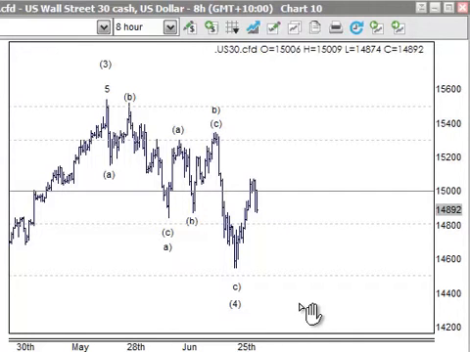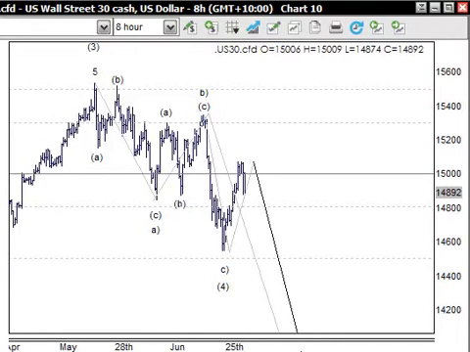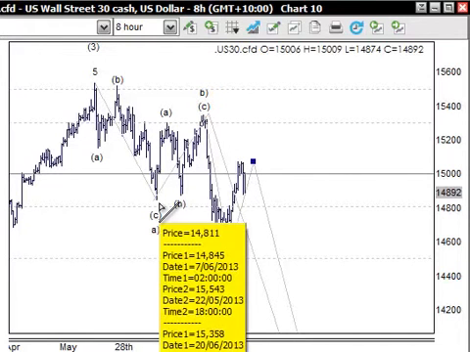There is another count that I've mentioned before as well, and this is using this move down through here as a wave 1 and a wave 2 back to here, and this all being a wave 3 down through here. And then this first move down here would be wave 1, this would be wave 2, and a wave 3 down through here as well. So this move down through here being a leading diagonal triangle is certainly on the cards as well.